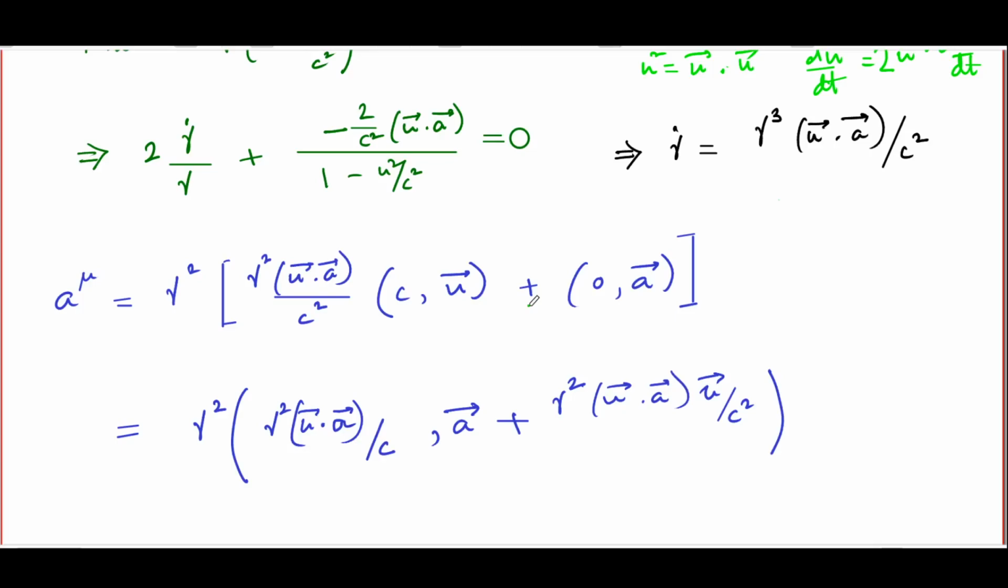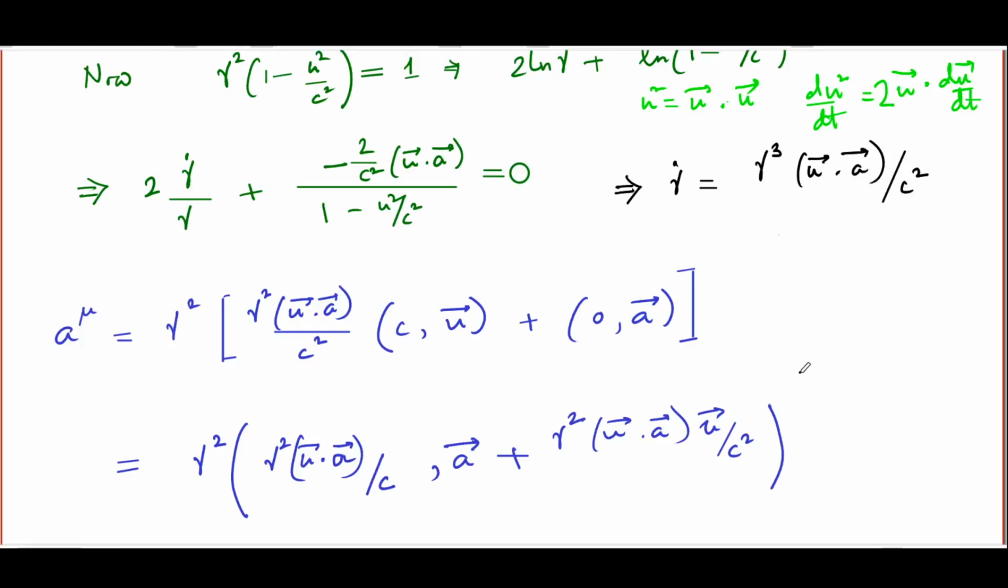So you must appreciate that the 4 acceleration is considerably more complicated in form than the 4 vectors that we have met so far. There is, however, one frame in which the form of this 4 acceleration simplifies considerably, and that is the frame in which the accelerating particle is instantaneously at rest. So if u is 0 in a particular frame, that is what is called the instantaneously co-moving frame or instantaneous rest frame of the particle.